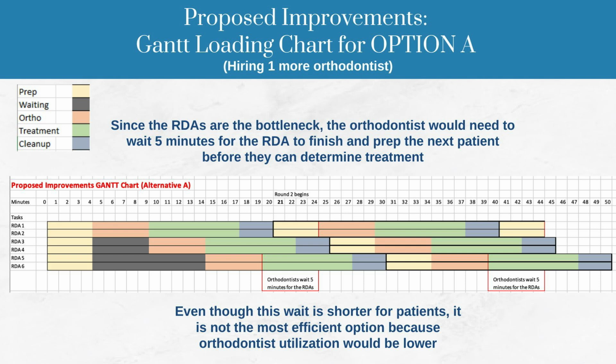This is how it would look utilizing the Gantt chart. Since the RDAs are now the bottleneck, you can see the orthodontist finished by minute 19. However, they can't treat the next patient until minute 24 when the RDA is done with cleaning and prepping. This means that every 6 patients, the orthodontist would have to wait 5 minutes for the RDA to be ready. Even though this change does make the patient waiting time shorter, this is not the most efficient option because the orthodontist utilization rate would be lower, and we need to make an efficient use of our resources.